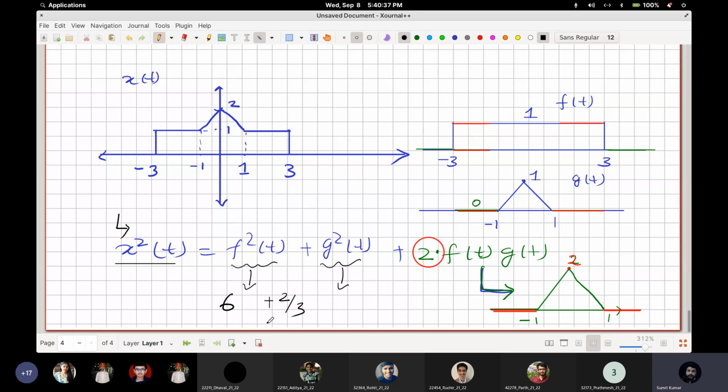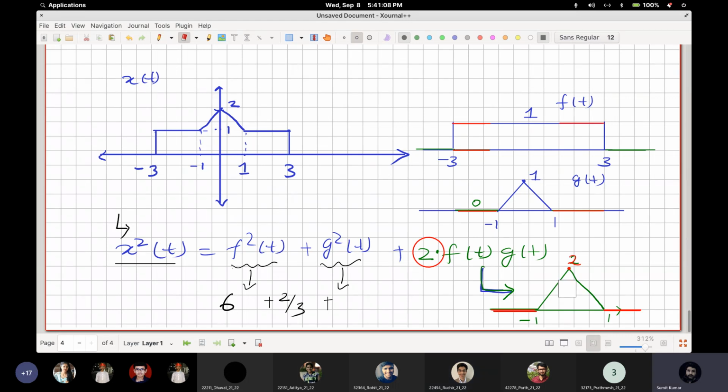Am I clear? And what is this part going to be equal to? Can anybody tell me? 2 square into 2 by 3. 2 square into 2 by 3. So it is 8 by 3. Sorry. It is minus 1 to 1, isn't it? Since its amplitude is... Sorry.